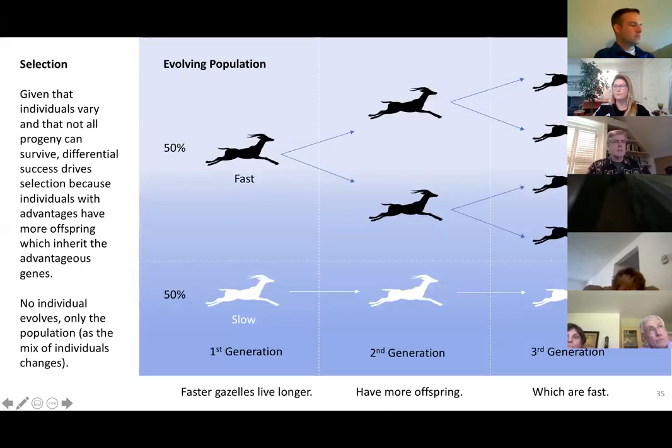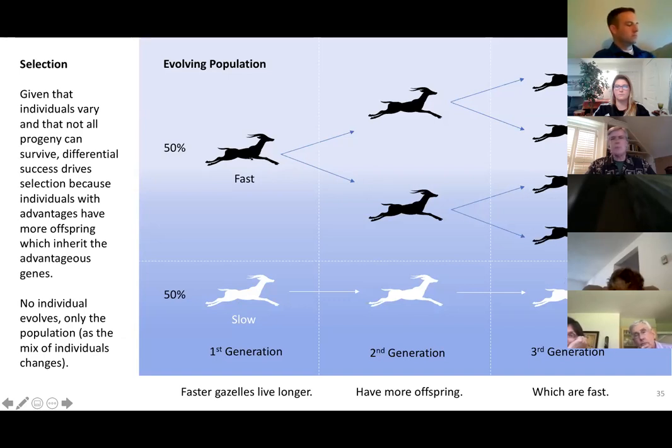Let's talk about gazelles, because now we're going to talk about selection. So if you're a fast gazelle, you will live longer, if only because you can outrun lions better than slow gazelles. So let's just take a look at what happens here to an evolving population. We start with 50% fast and 50% slow. But each fast gazelle has two offspring, which are fast because they inherit the fast gene. And the slower gazelle only has time to have one offspring and then gets eaten by the lion. And this happens generation after generation. And you can see what happens here.